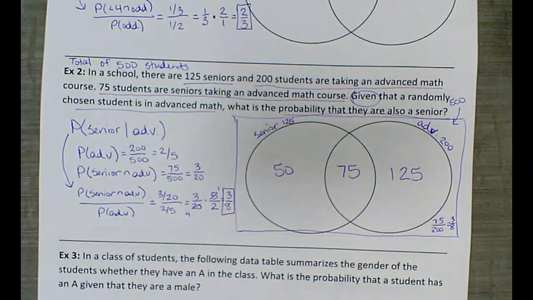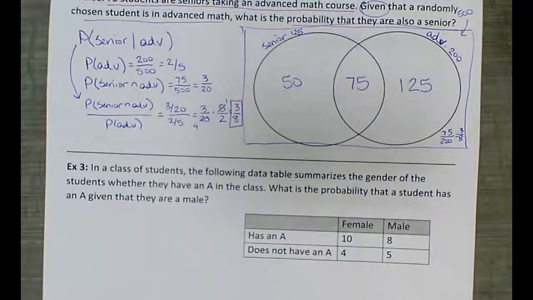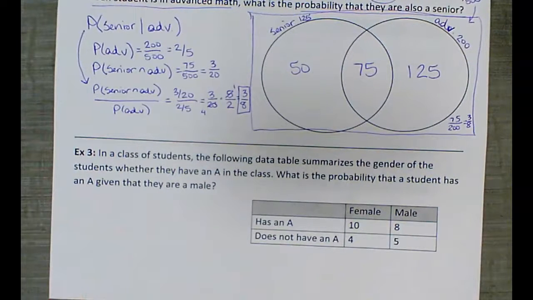Okay, so with a Venn diagram, it's relatively easy as long as you put your pieces in the right place. If you make a mistake and you put the wrong numbers in the wrong places, things get messy. However, the formula will always work.